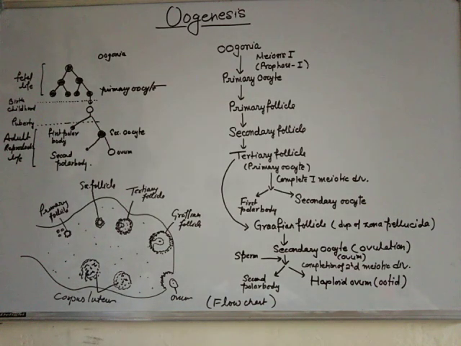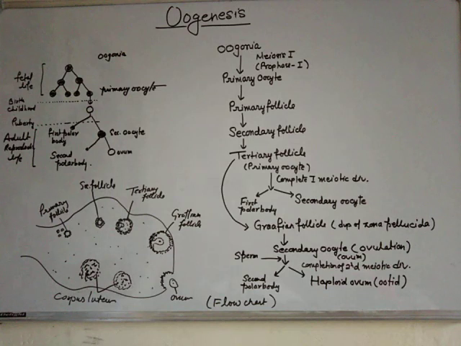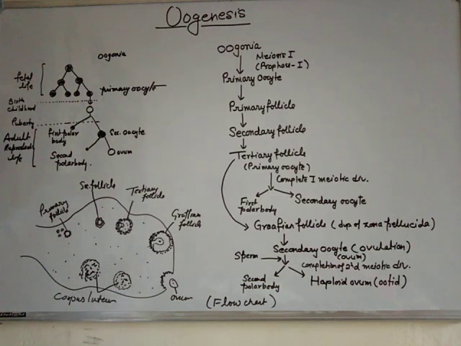The process of formation of the mature female gamete is called oogenesis, which is quite different from spermatogenesis. What happens in oogenesis? I have made a flow chart here, and it is also being shown here, and this is the structure of the TS of the ovary.